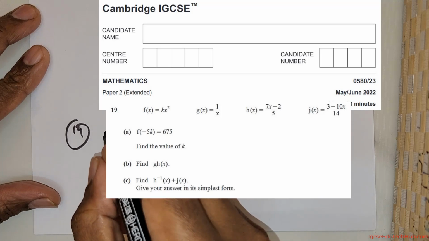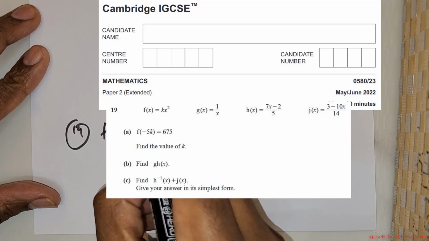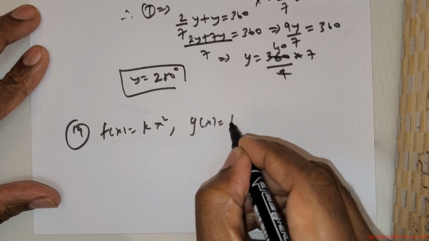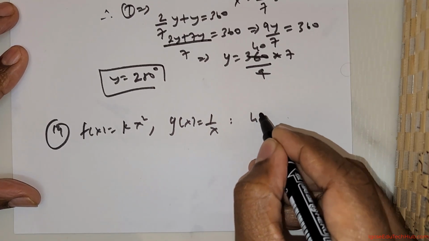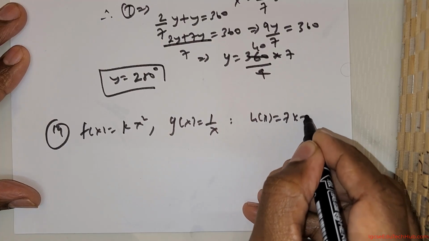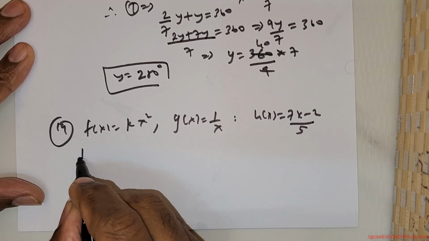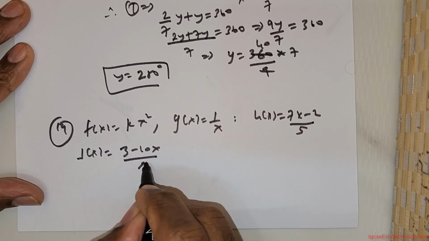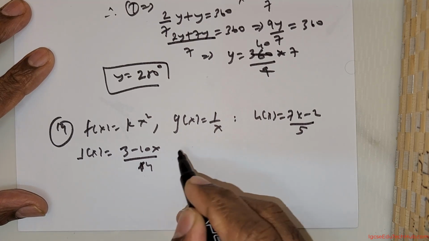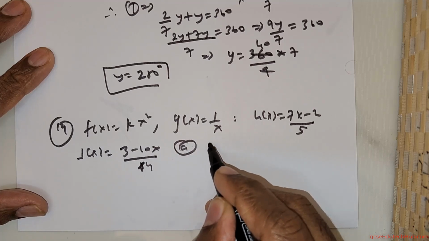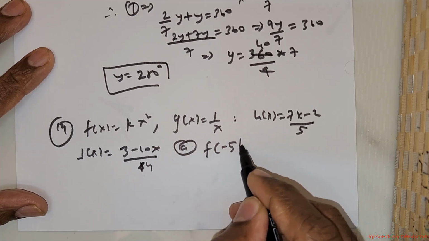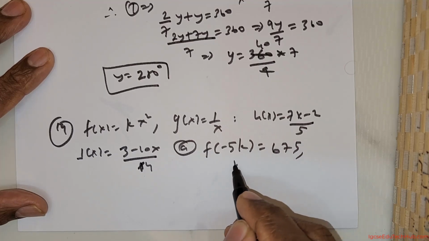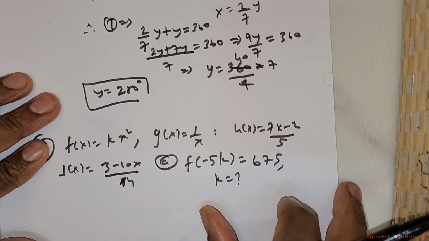This is question number 19. f of x is equal to kx squared, g of x is 1 over x, and h of x is (7x - 2) over 5. j of x is (3 - 10x) divided by 14. Now question A is asking us to find f of negative 5k, given to be 675. You have to get the value of k.